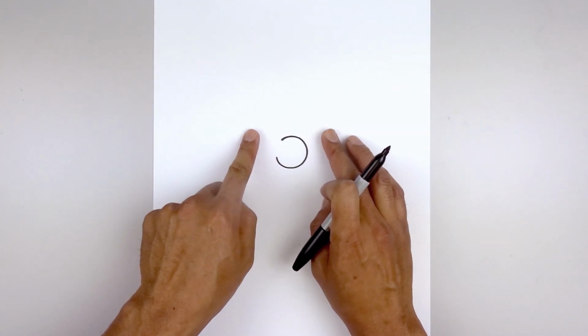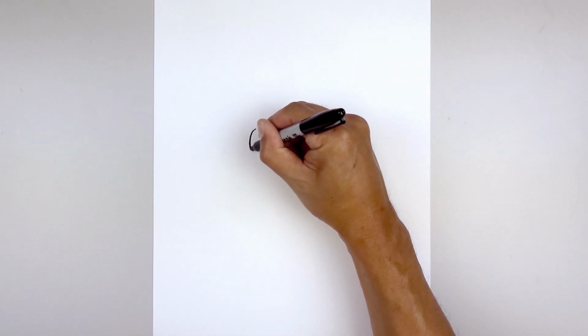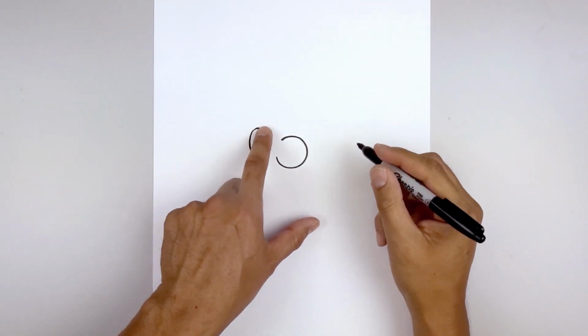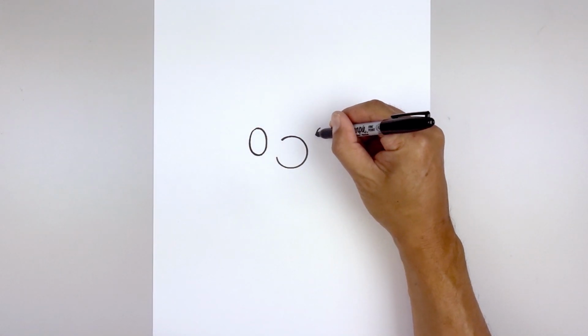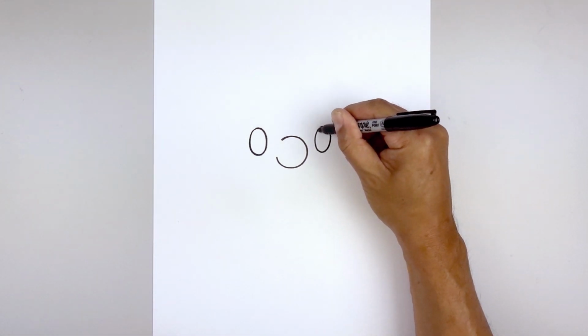Let's move over towards the side and draw two ovals for the eyes. So we start on the left side, drawing that oval, coming down, and then back up towards the top. Let's line this up on the right side and do the same thing. Coming down towards the same height, and then back up towards the top.